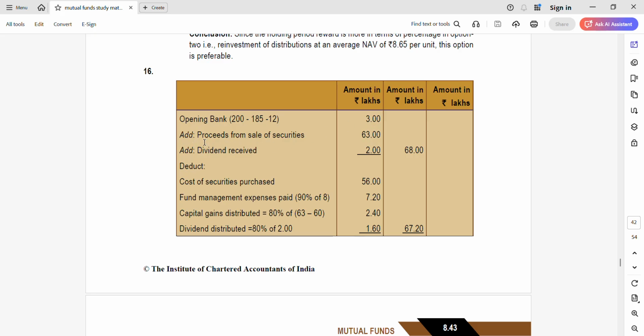Then you need to add the inflows, that is proceeds from sale of securities. 60 lakhs was sold for 63 lakhs, and dividend received. So it will come to 68 lakhs. You should put it in the next one, that is the second subtotal column.